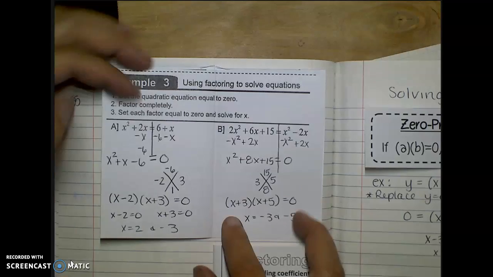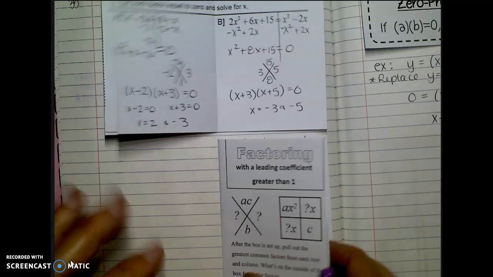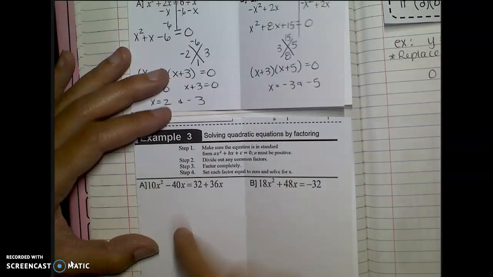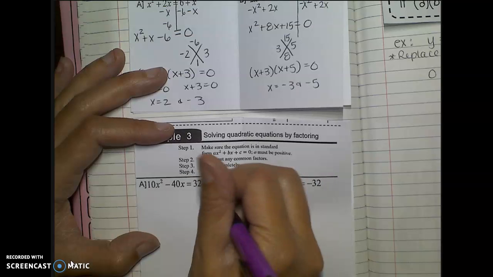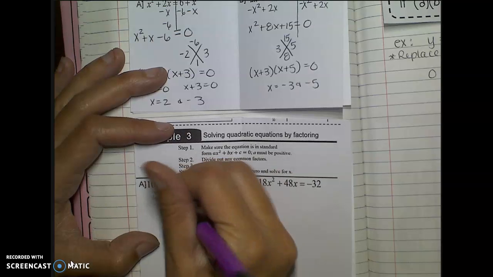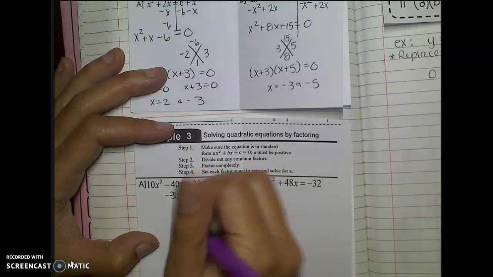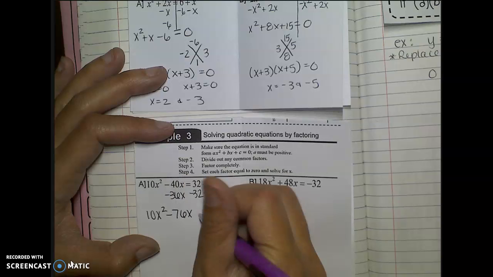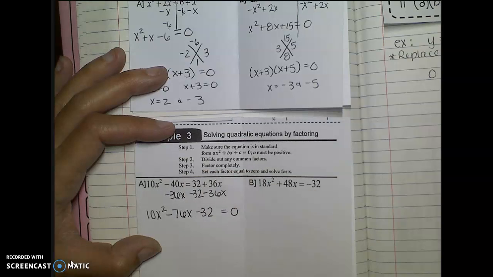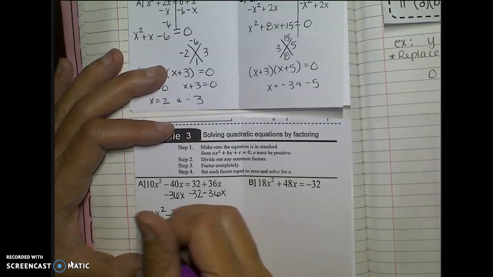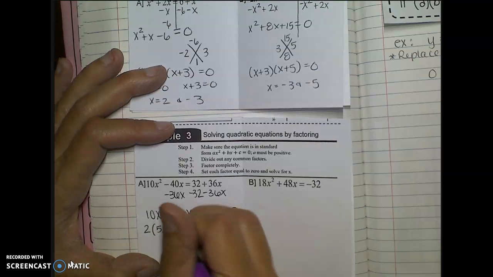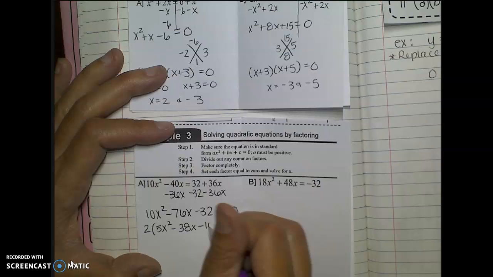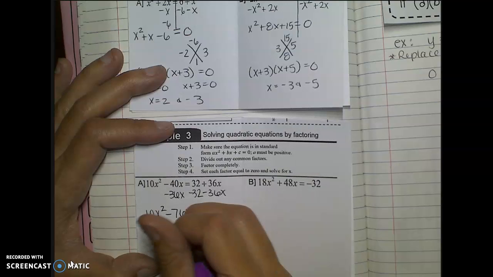So, I think we did all these already, but if I look at the bottom here, something like letter A, I would want to first make this equal to 0. So subtract the 36 and the 32. So I'd have 10x squared minus 76x minus 32 equals 0. I feel like I can definitely take a 2 out here. So I'd have 5x squared minus 38x minus 16. And then I would slide divide bottoms up.